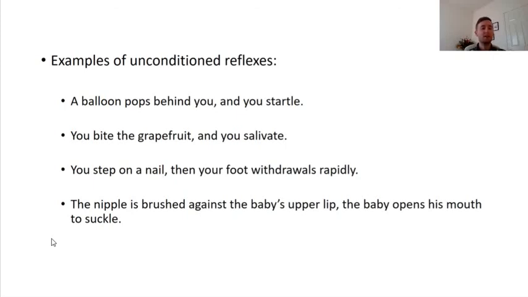So in each of these cases, the unconditioned stimulus is the balloon popping, the grapefruit juice, the painful stimulus of the nail, the nipple brush against the baby's lip. But the unconditioned reflex response is the startle, the salivation, the foot withdrawal, and the baby opening the mouth.